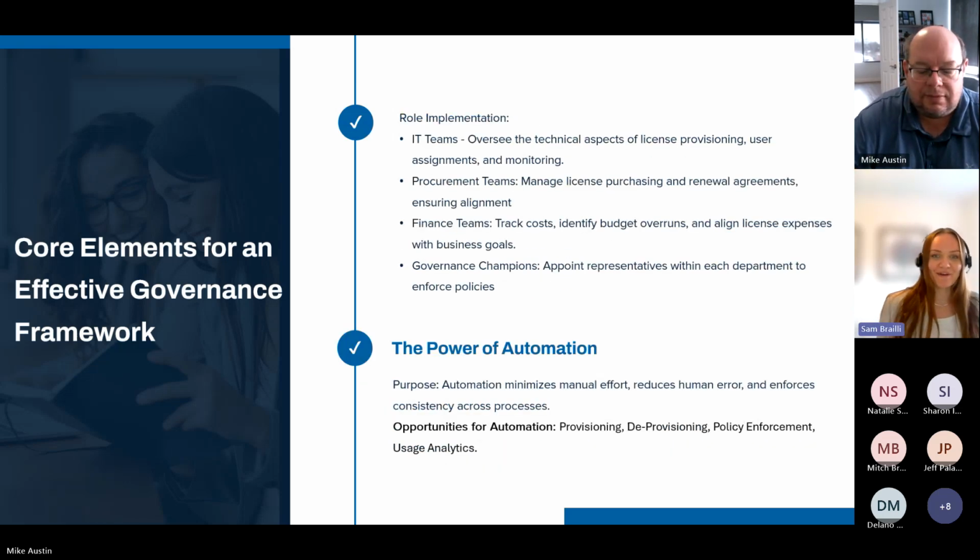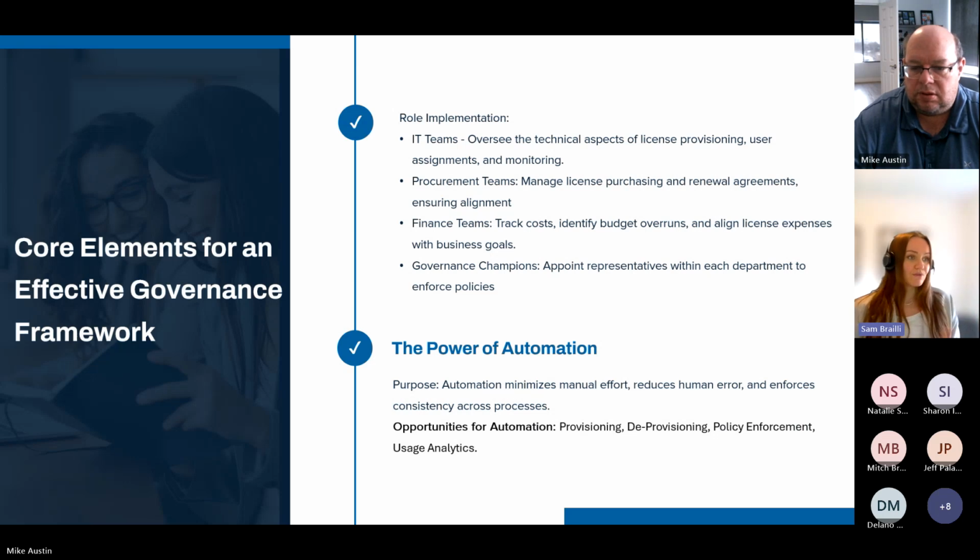Perfect. So we've got a breakdown here of the different roles that we can look at. Firstly, we've got IT teams. These teams handle the technical side, like setting up licenses, assigning them appropriately, and keeping an eye on usage. We can also have a look at procurement teams. Their job is to manage purchases and renewals, ensuring that we're getting good value for money. And then we've also got finance teams. Finance tracks costs, flags budget overruns, and ensures our spending stays aligned with the company goals.